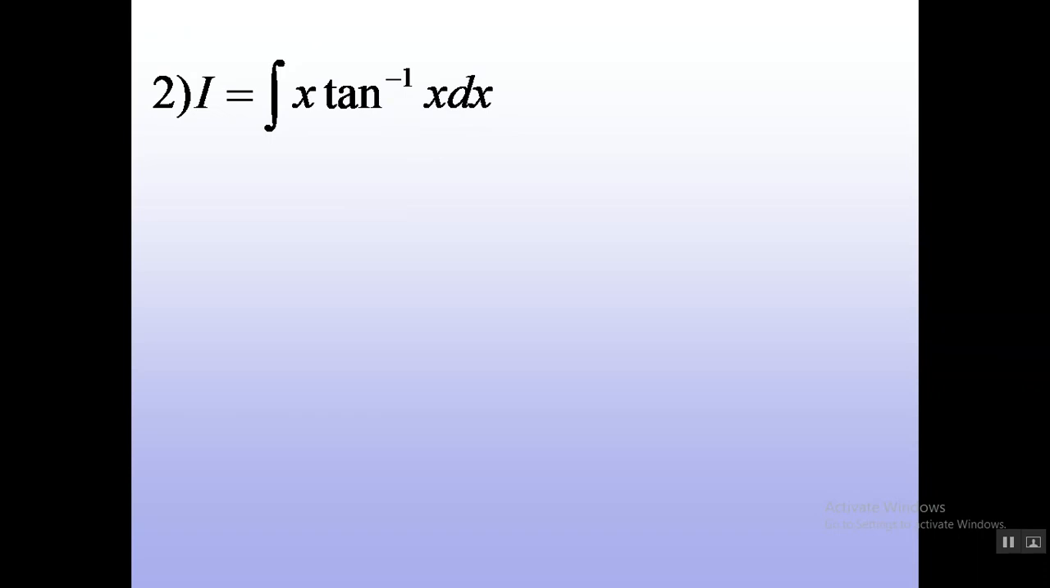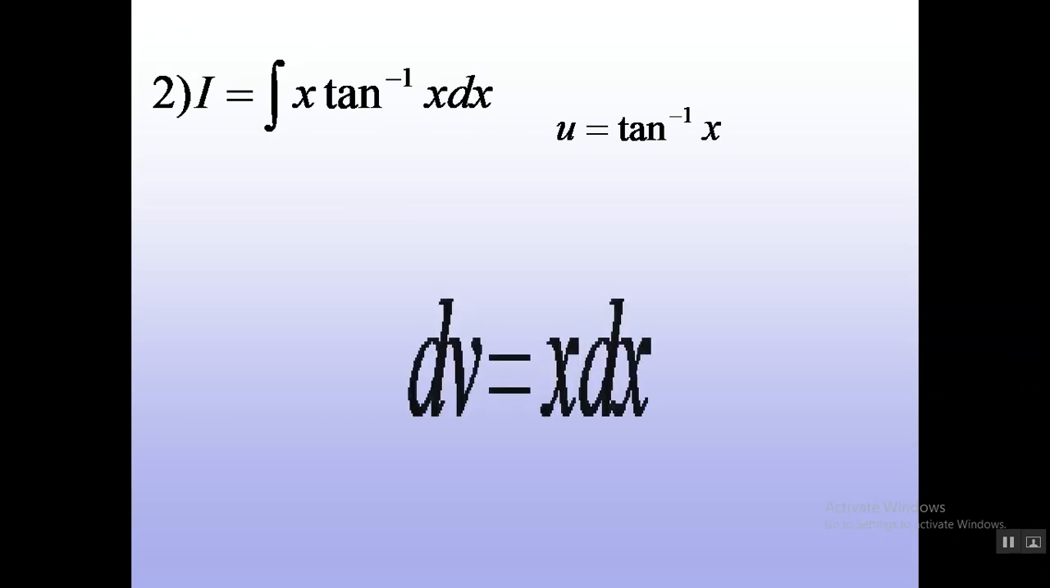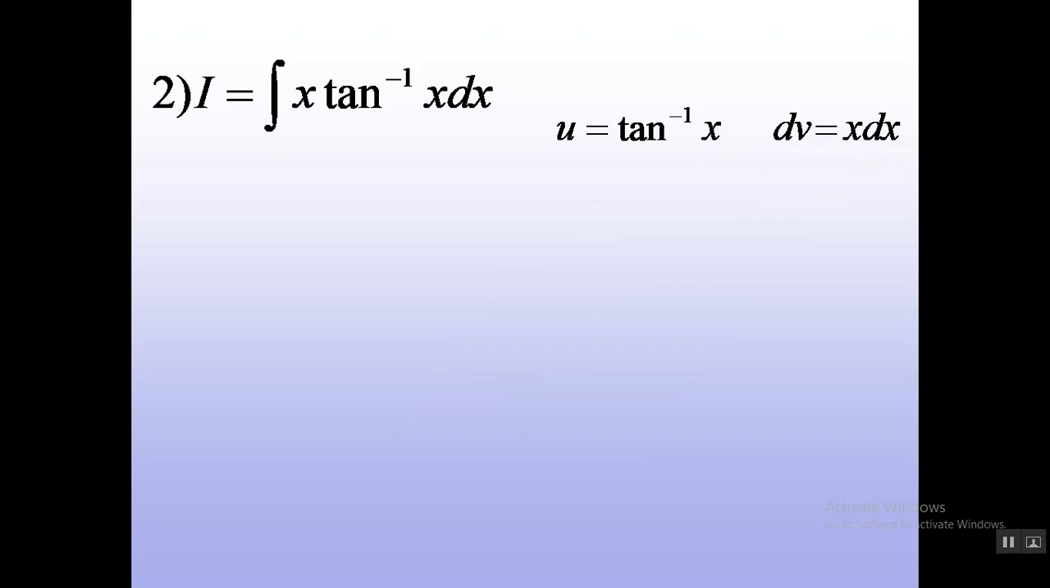The integral of x tan inverse x dx. For this question, we consider u as tan inverse x, and dv we put equals x dx. The rest, tan inverse x is u, so the rest is x dx, so it is dv. Now we take the derivative on this side and we integrate on this side. So du equals dx over 1 plus x squared. Integrate, so we get v equals x squared over 2.